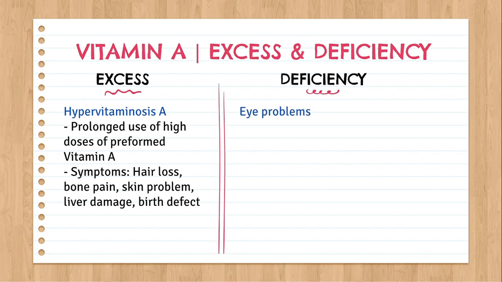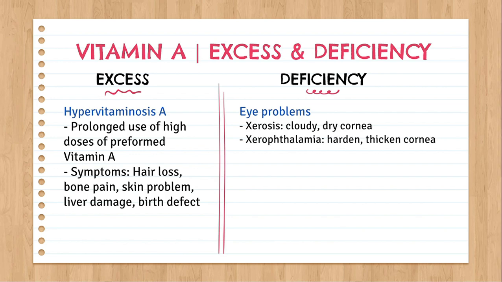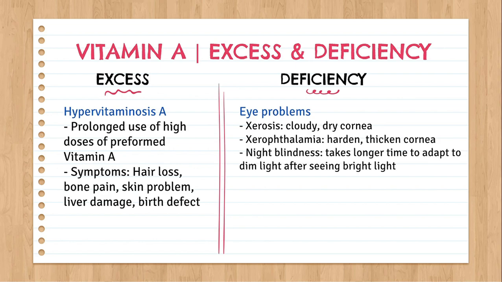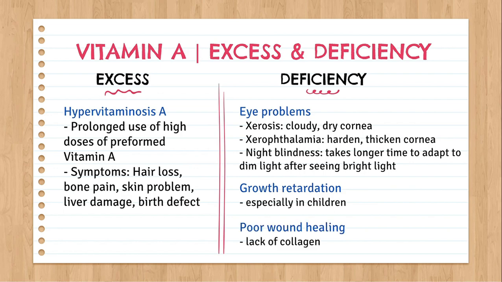On the other hand, deficiency of vitamin A can affect eyes' health and cause eye problems. For example, xerosis occurs when the cornea becomes cloudy and dry due to lack of vitamin A. Deficiency of vitamin A also causes hardening and thickening of cornea which is known as xerophthalmia. Not enough vitamin A in our bodies also leads to night blindness as we will take longer time to adapt to dim light after seeing a bright light. Besides, lack of vitamin A can cause growth retardation especially in children. Vitamin A is needed for creation of collagen. Thus, its deficiency leads to poor wound healing which needs collagen.